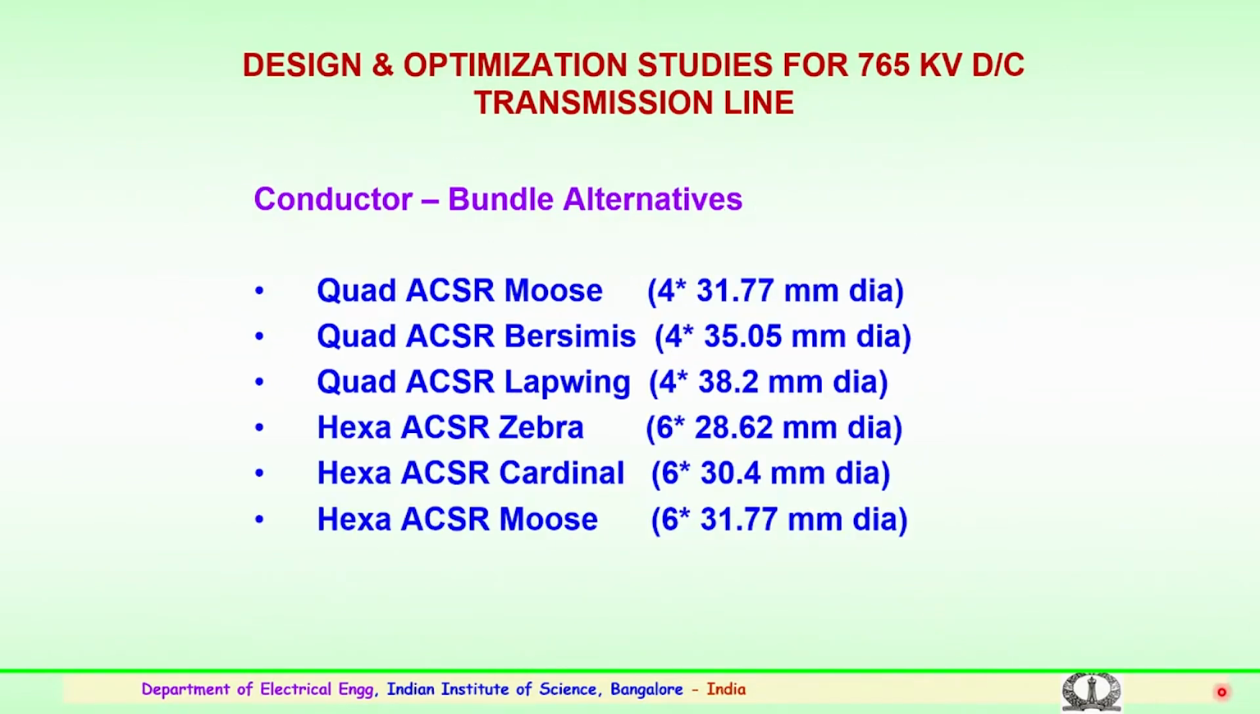And the conductor bundle alternatives which were employed for the double circuit, again the data was from the previous single circuit lines. Here, for the double circuit, they have adopted quadruple, that is a 4 conductor ACSR, aluminum conductor steel reinforced, Moose conductor. The Moose is 31.77 mm in diameter, 4 conductors of 31.77 mm diameter were used when the Moose was employed. Similarly, many alternatives were tried out.